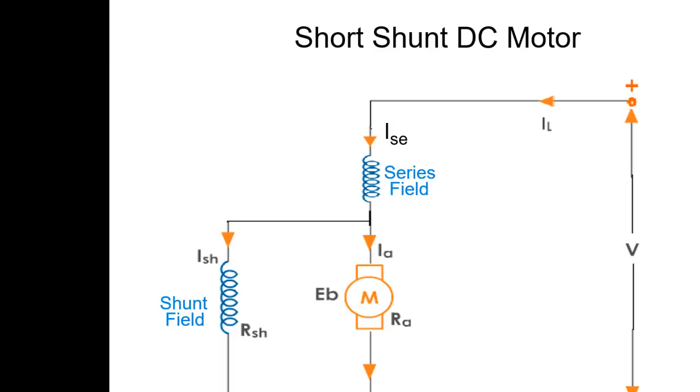Before that, we'll see the circuit. These are the circuits. See here, if we observe, the shunt winding is in parallel only with the armature. It is not in parallel with the series field winding. Hence it is called a short shunt DC motor. Here, what will be the total load current IL? IL is equal to ISC because IL flows through the series field winding also. So here IL is ISC. Now IL is equal to IA plus ISH.